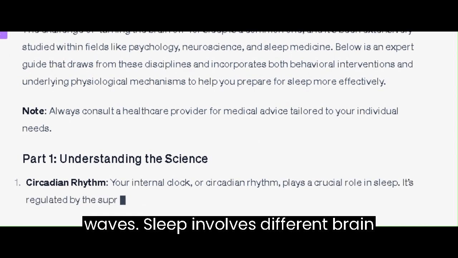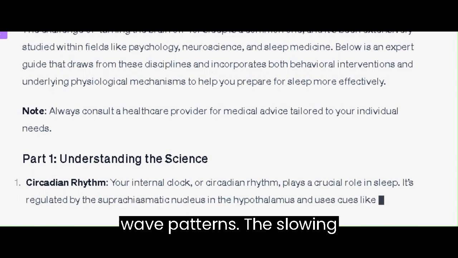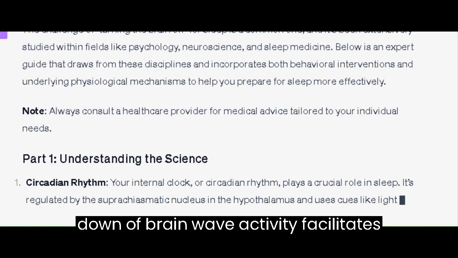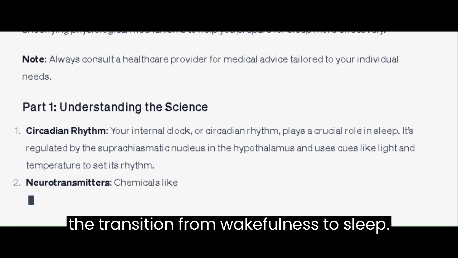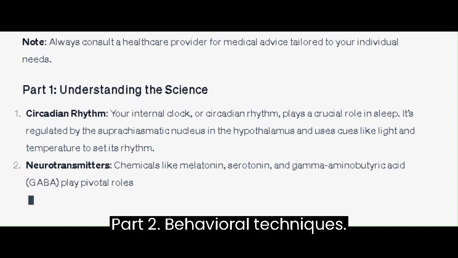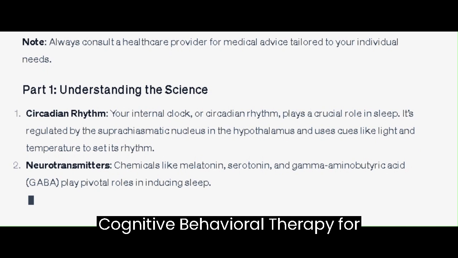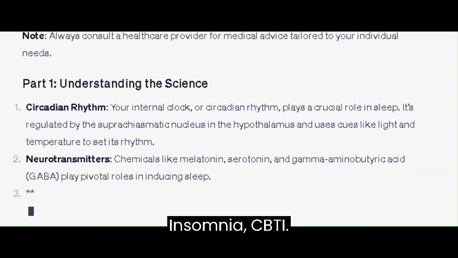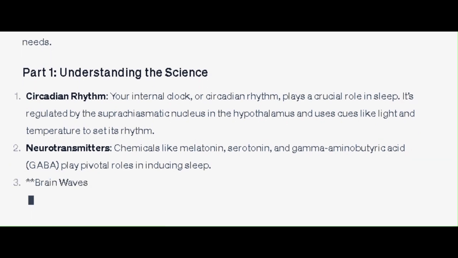Brain waves. Sleep involves different brain wave patterns. The slowing down of brain wave activity facilitates the transition from wakefulness to sleep. Part 2. Behavioral techniques. Cognitive behavioral therapy for insomnia, CBTI.